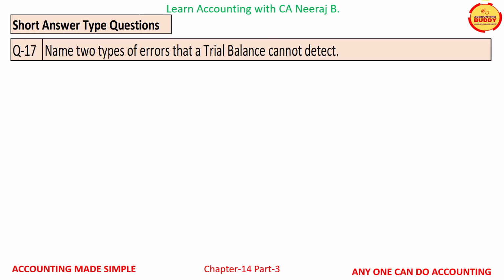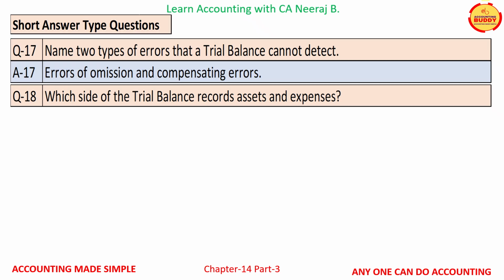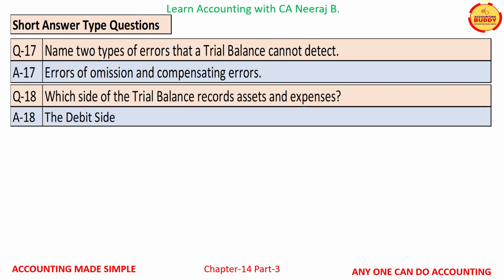Question number 17 is name two types of errors that a trial balance cannot detect. And the answer is errors of omission and compensating errors. Question number 18, which side of the trial balance records assets and expenses? And the answer is debit side.